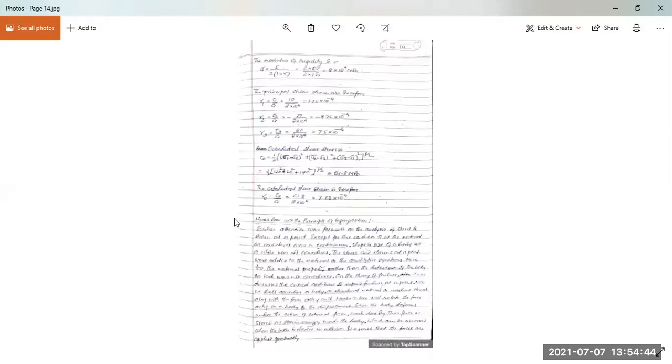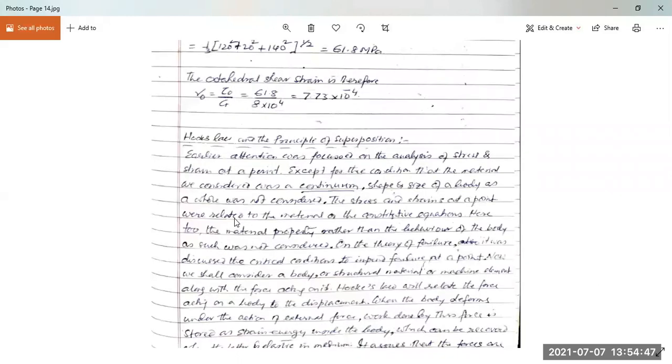Earlier, attention was focused on the analysis of stress and strain at a point itself, except for the condition that the material we considered was a continuum. The shape and size of a body as a whole was not considered. What do we mean by continuum? We know a specific shape, size or dimension of a particular body we use, but continuum means a body which is arbitrarily chosen, not of any particular size and shape.